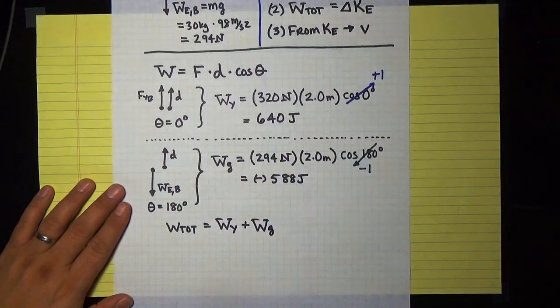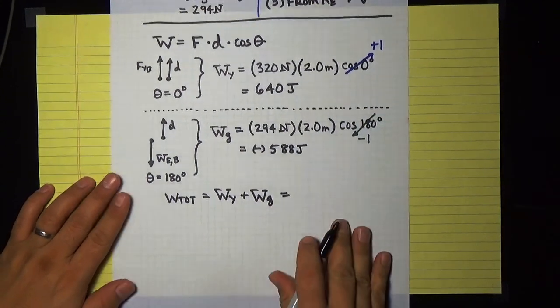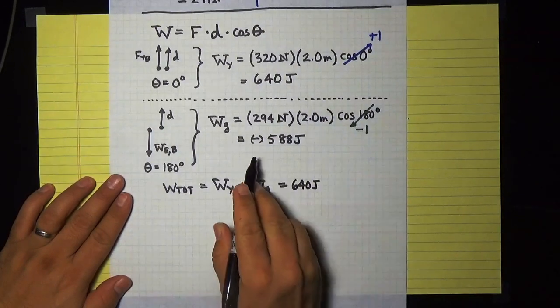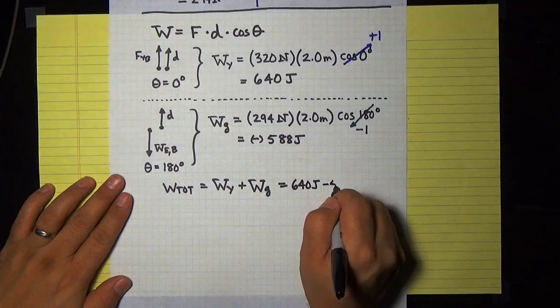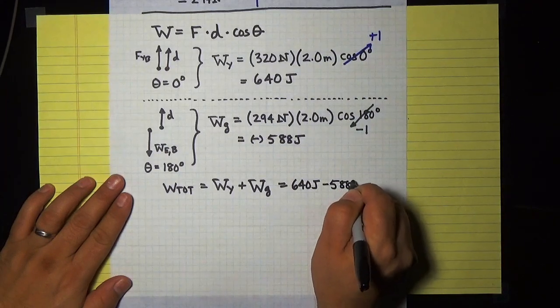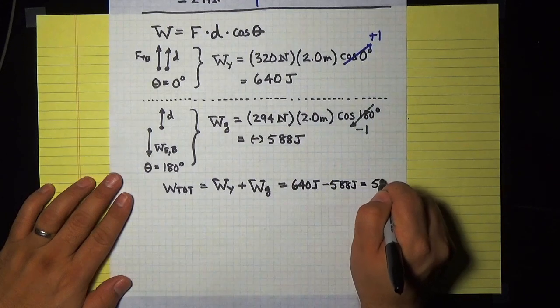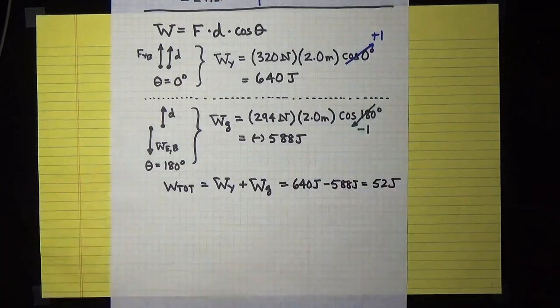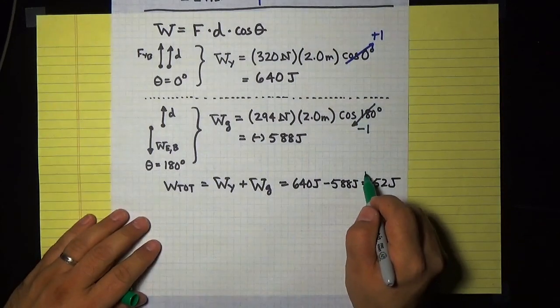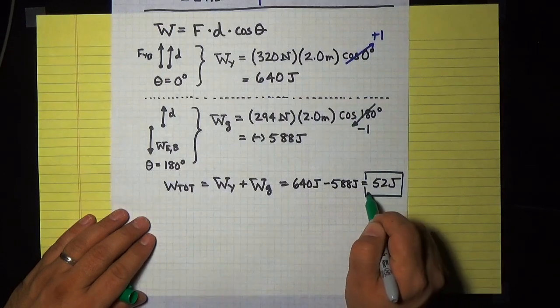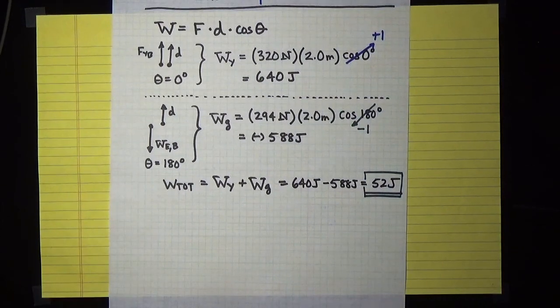So the total work done is the work that you do on the bale plus the work that gravity does on the bale. And so that's equal to 640 joules minus 588 joules, which overall is 52 joules of work was done on the bale during the buck. That's the combined work done between you and the force of gravity.